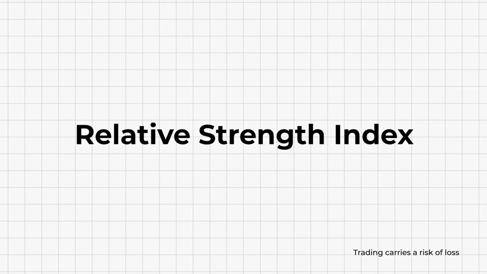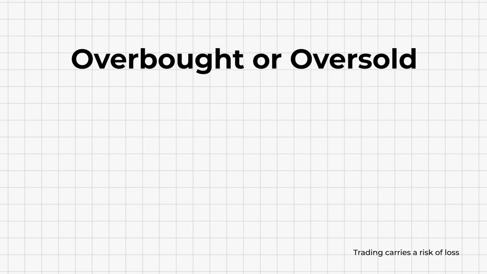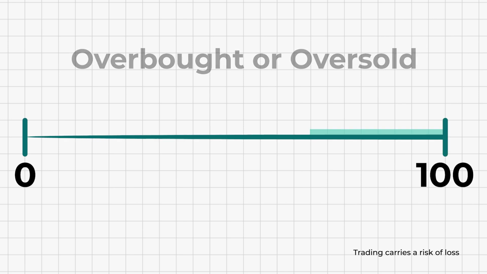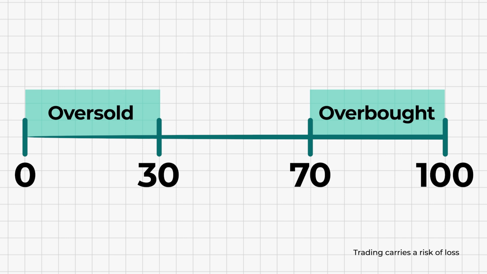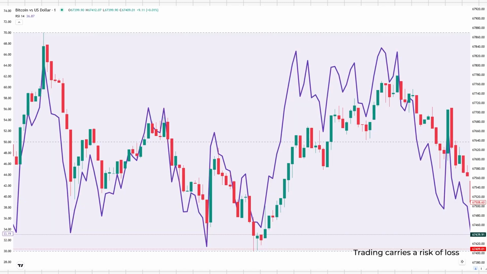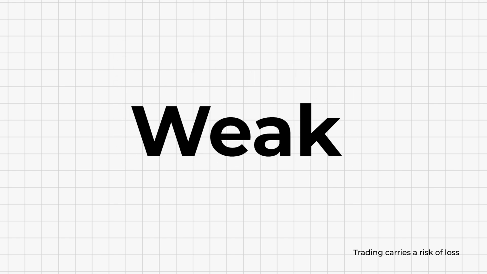The relative strength index is like a wind gauge for your trading ship. It measures whether a stock is overbought or oversold on a scale from 0 to 100. Above 70, the market may be overbought, and below 30, undervalued. It's a simple reference to help you monitor momentum. It helps you decide whether conditions are strong, weak, or just right.